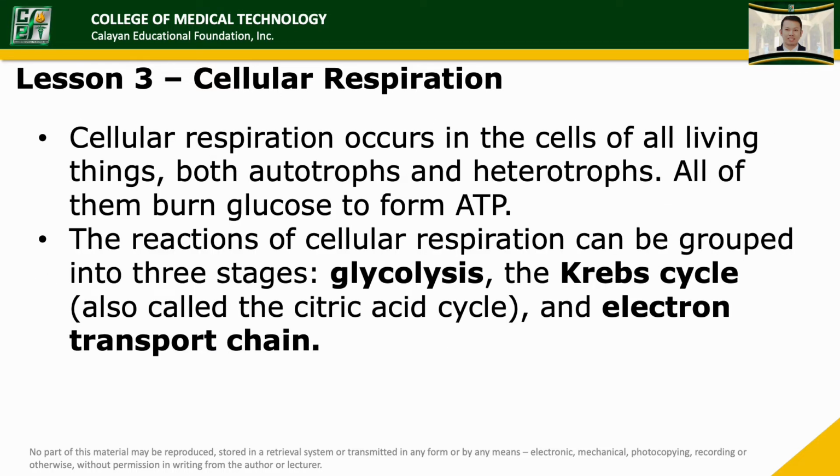So cellular respiration has 3 stages. We have here glycolysis, the Krebs cycle, also known as the citric acid cycle, and the ETC, or the electron transport chain. Or sometimes it is better to call it oxidative phosphorylation. So cellular respiration occurs in the cells of all living things, both autotrophs or plants and heterotrophs, animals, consumers. All of them burn glucose to form ATP.